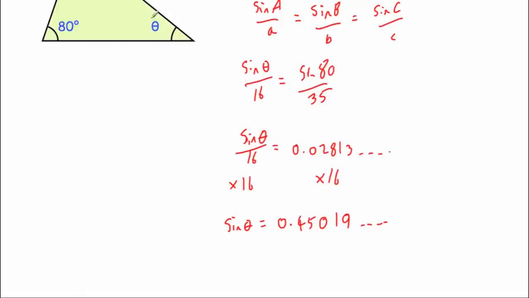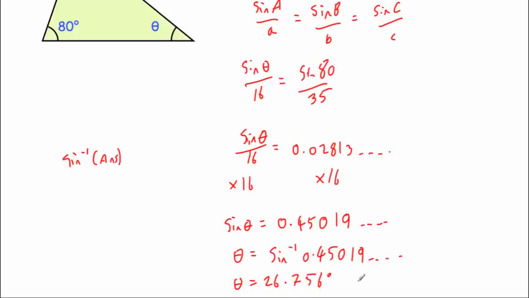But we don't want the sine of the angle. We want to know what the angle theta is. So we want to get rid of the sine, so we have to do the inverse. So we'll write down theta equals sine to the negative 1, the inverse sine, of 0.45019 and so on. We've still got this in our calculator display, so if we just press shift and then sine, we get our inverse sine, and then just press the answer button, and then press equals, and it will give us the answer of theta equals 26.756 degrees. And that's to 3 decimal places, and that's it. So we have used the sine rule to find the size of this missing angle.